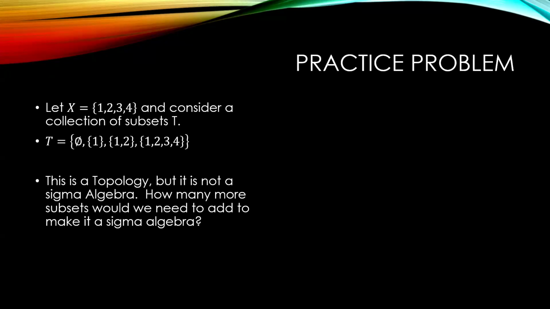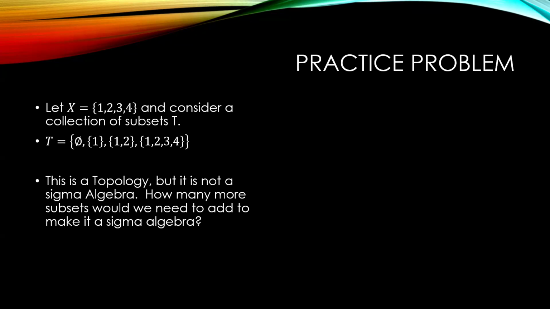Here's another practice problem. Let X be {1, 2, 3, 4}, and consider a collection of subsets T with the empty set, {1}, {1, 2}, and {1, 2, 3, 4}. This is a topology, but it is not a sigma algebra. How many more subsets would we need to add in order to make this into a sigma algebra? We would need to ask ourselves what all of the complements of these things look like.